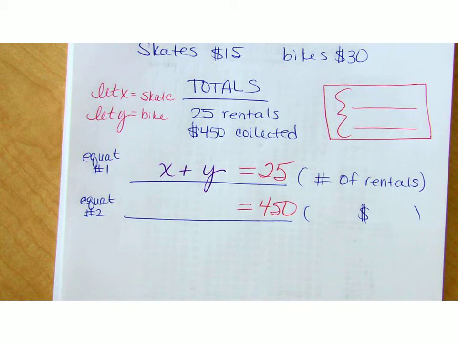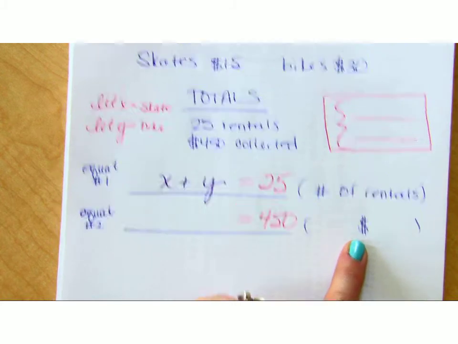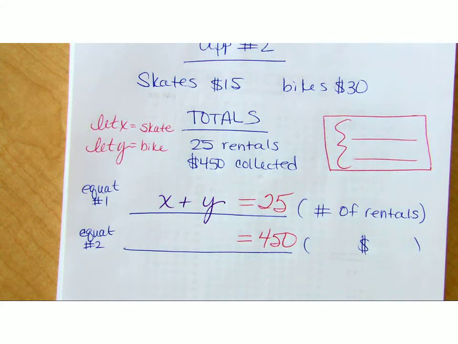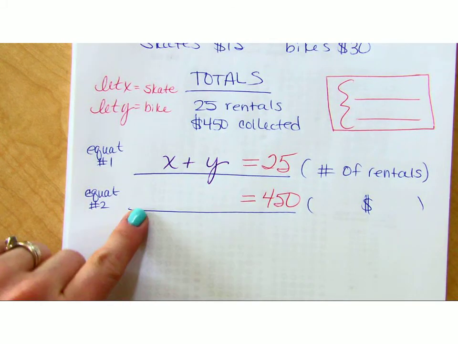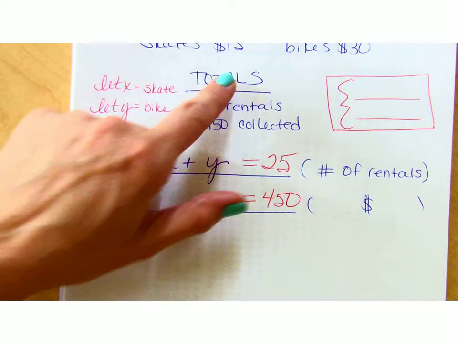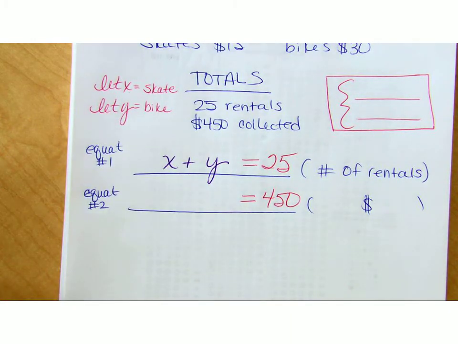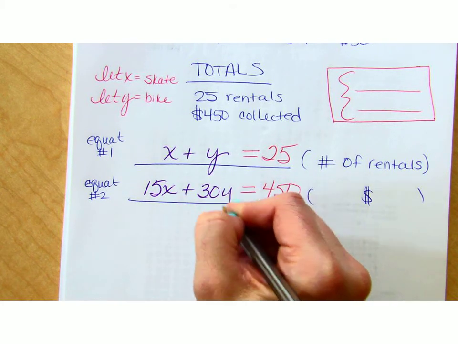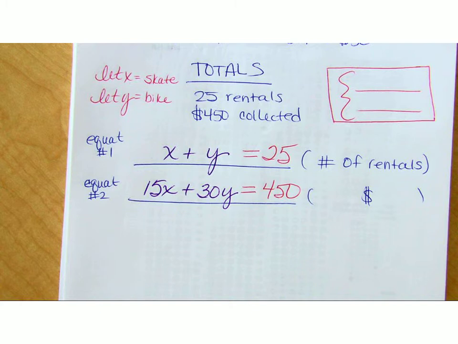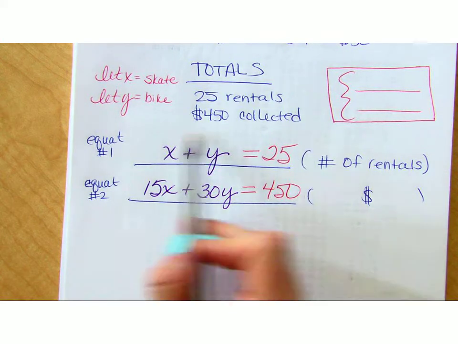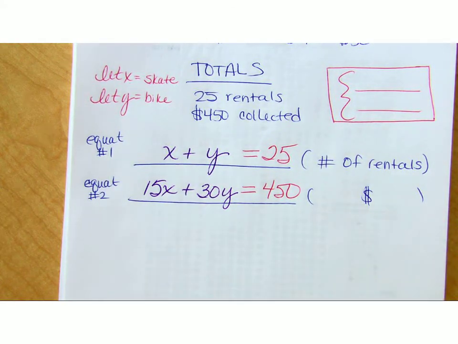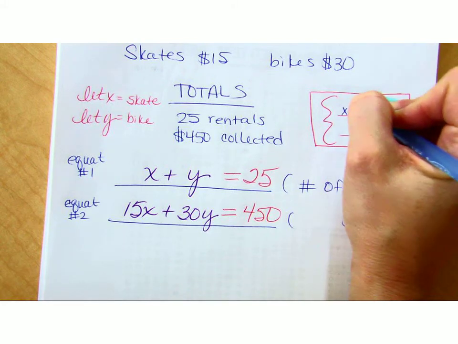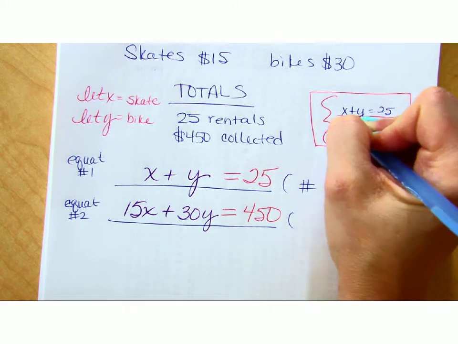My second equation is when I factor in that 15 and that 30. Take a wild guess at what you think that equation should be. I collected $15 for every skate rental, which is why I would multiply that times x. And I'm going to add that to 30 per every bike rental. And that is how you get that solution going, okay? So now that you have your system of equations, you have your x plus y equals 25, you have your 15x plus 30y equals 450.